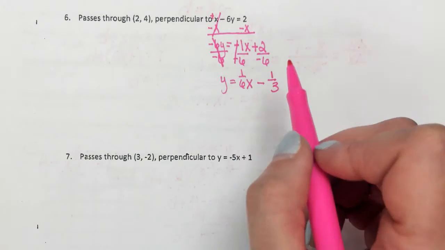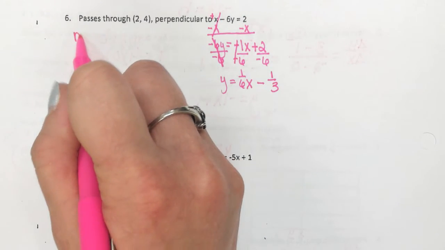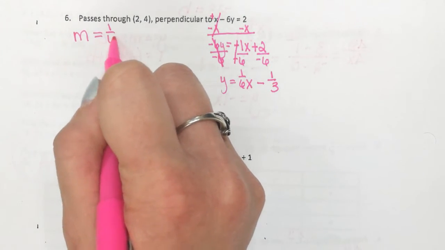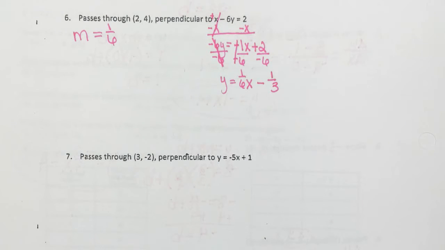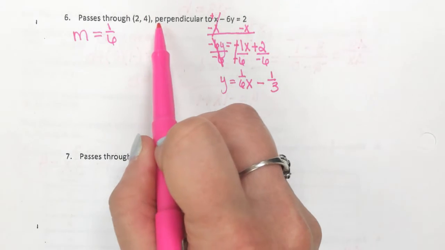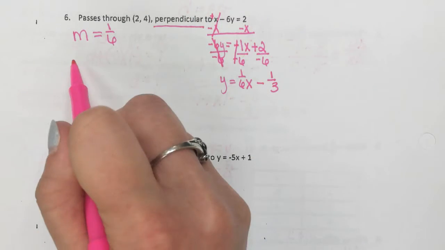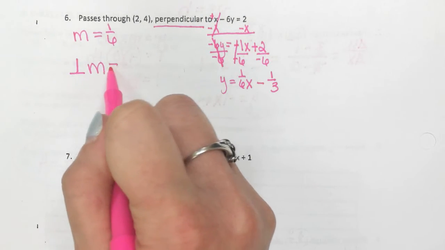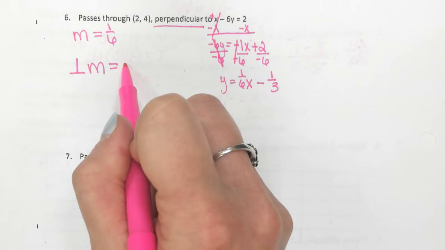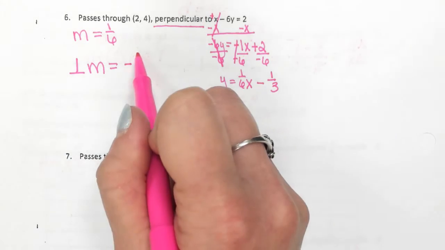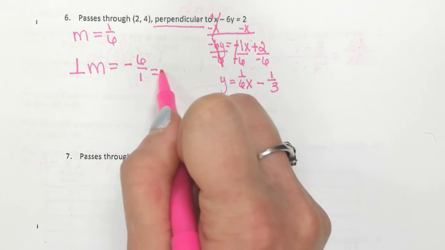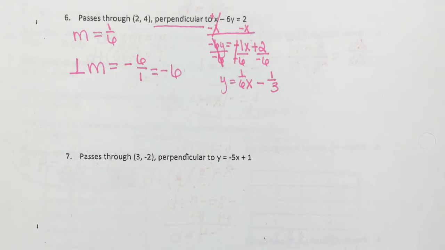What's your slope? 1 over 6, but slow down. What was the word it told me this time? Change the sign. Positive. Opposite of that is negative. Flip it and you get 6 over 1. That's just negative 6.